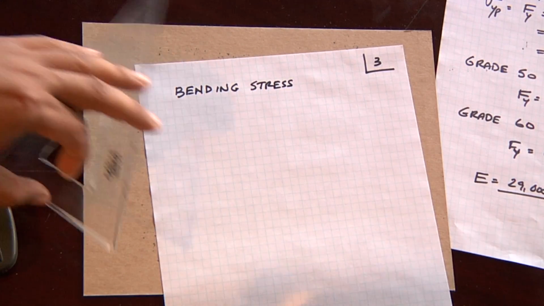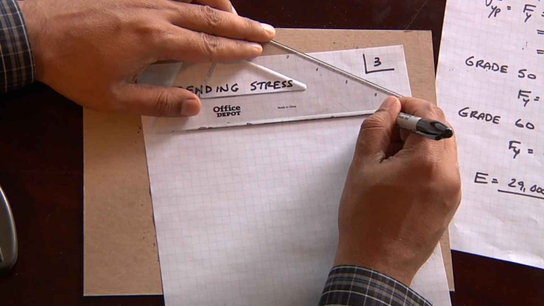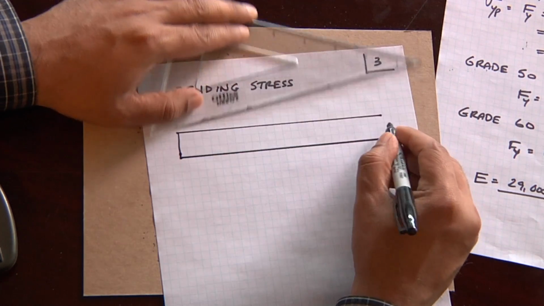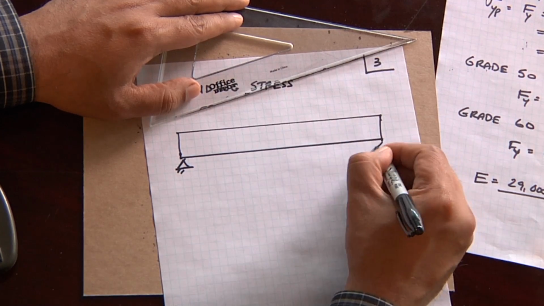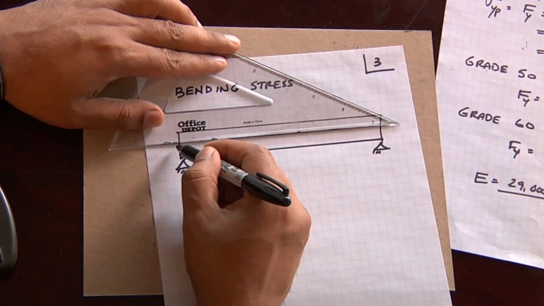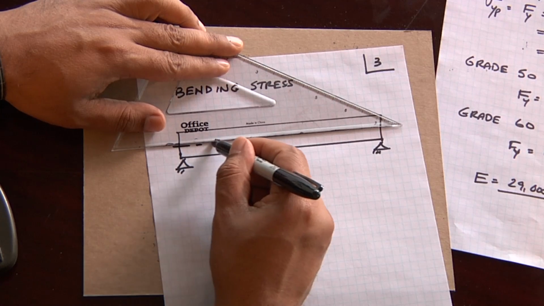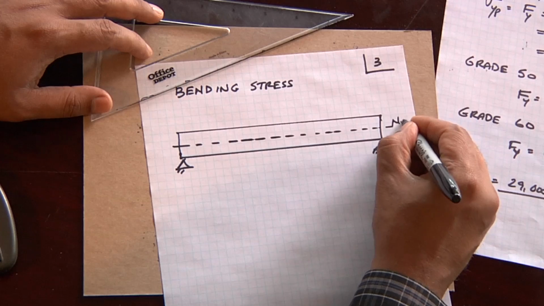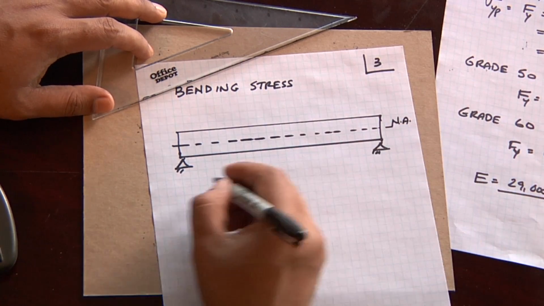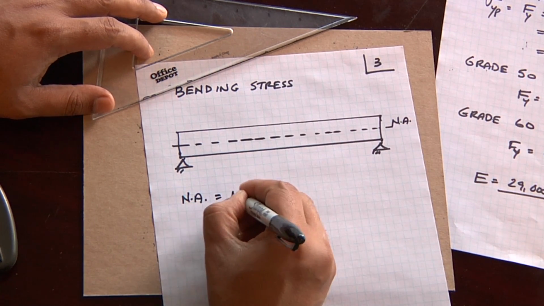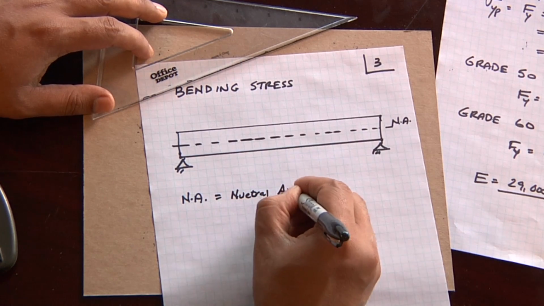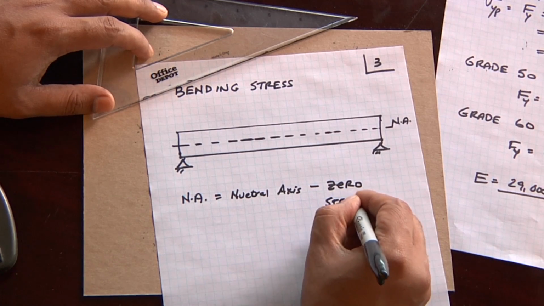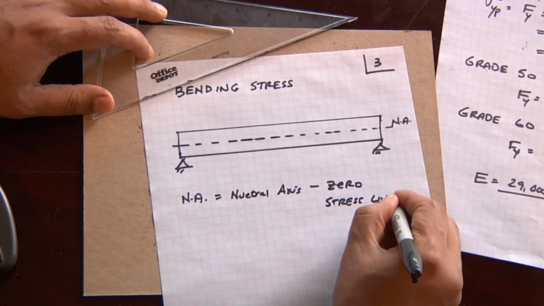For bending stress, we simplify the beam as behaving in a certain fashion where the beam will deflect with plane sections remaining plane. What that means is that in our calculation protocol, we define an axis in the center of the beam, which is called the neutral axis. The neutral axis, NA, is basically a zero stress line. You'll see what that means in a moment.